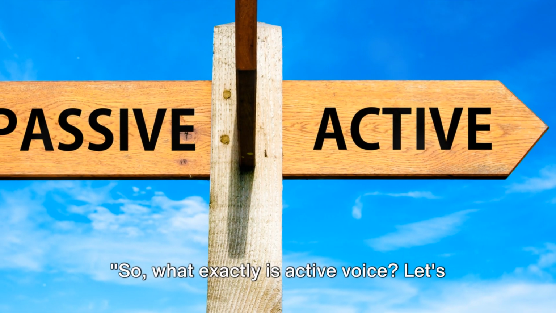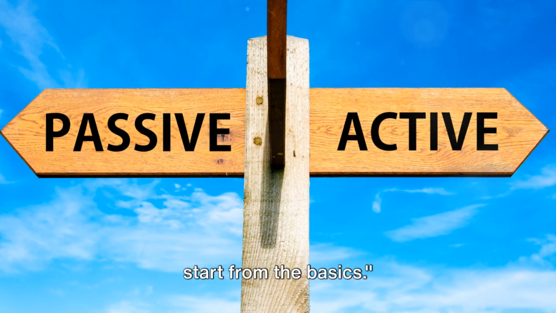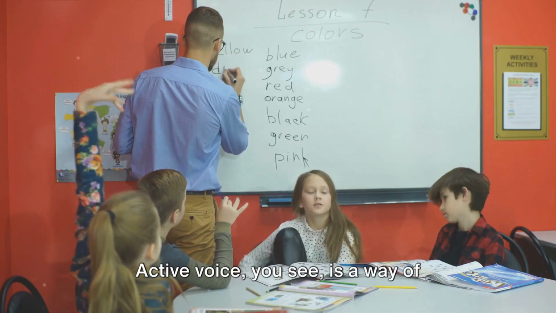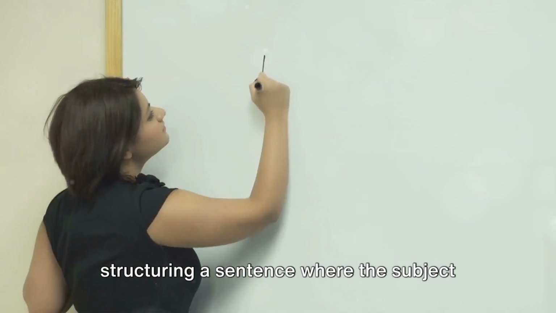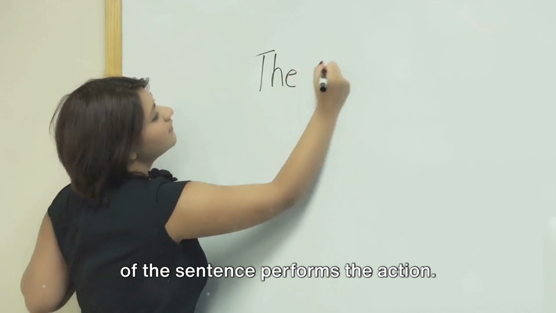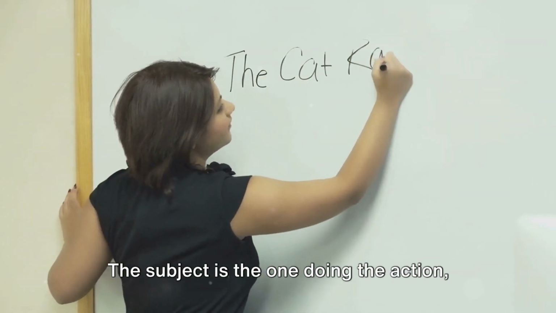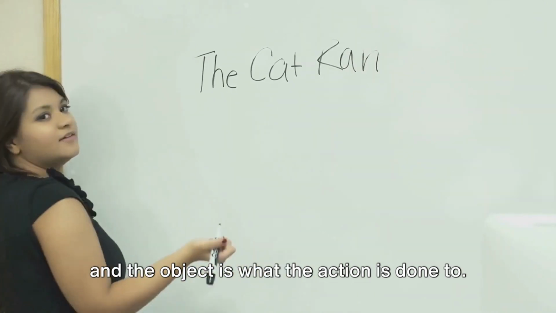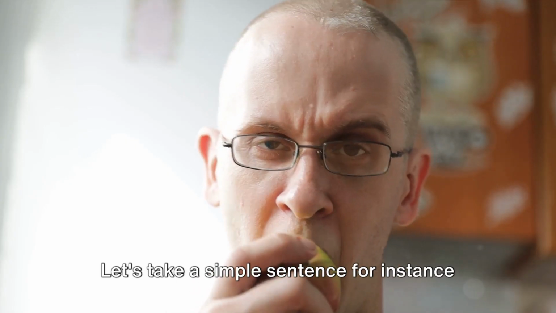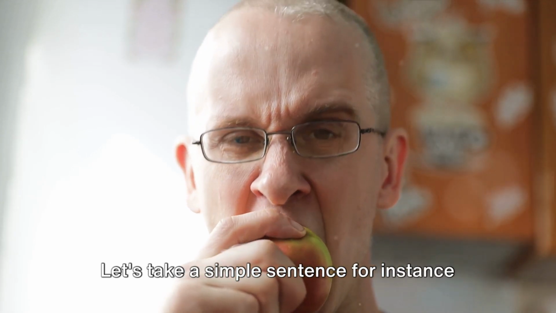So what exactly is active voice? Let's start from the basics. Active voice, you see, is a way of structuring a sentence where the subject of the sentence performs the action. It's a subject-action-object formula. The subject is the one doing the action, and the object is what the action is done to. Let's take a simple sentence for instance.